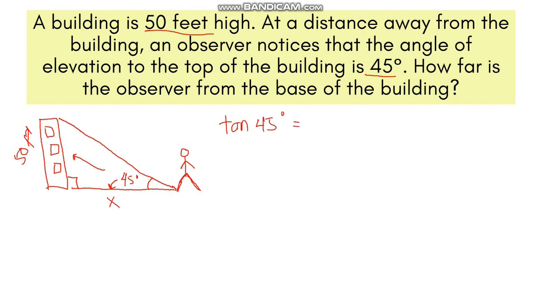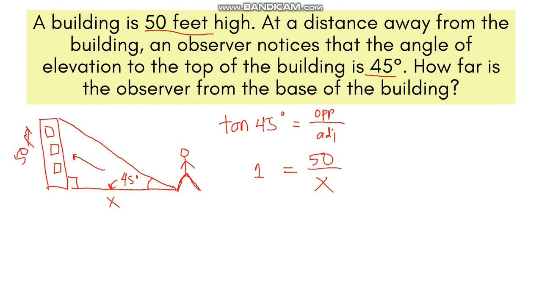Again, the trigonometric ratio that you will use will be based on the given side and also the missing side. So you have to identify that. So tangent, so opposite over adjacent. So tangent of 45 degrees, we know that that is 1. So equal to, the opposite side is 50, and then over x.